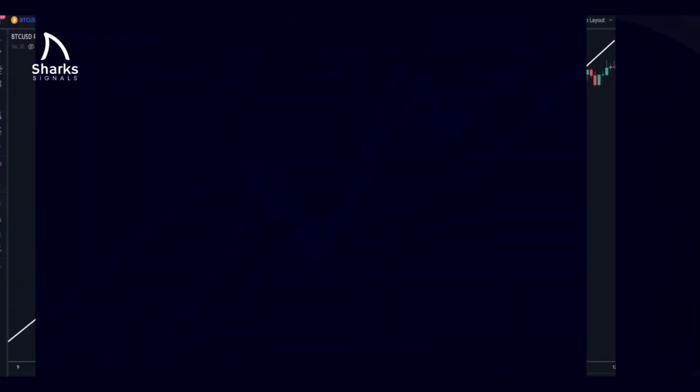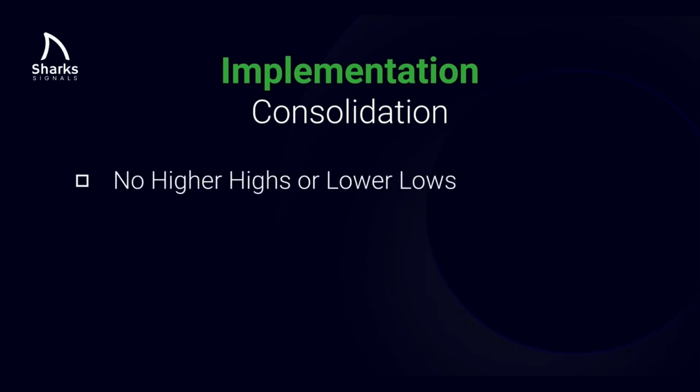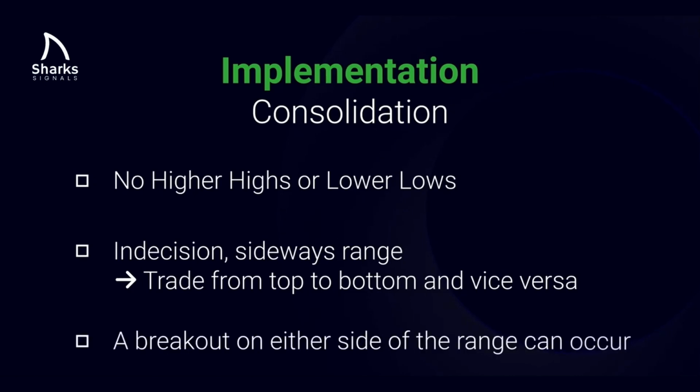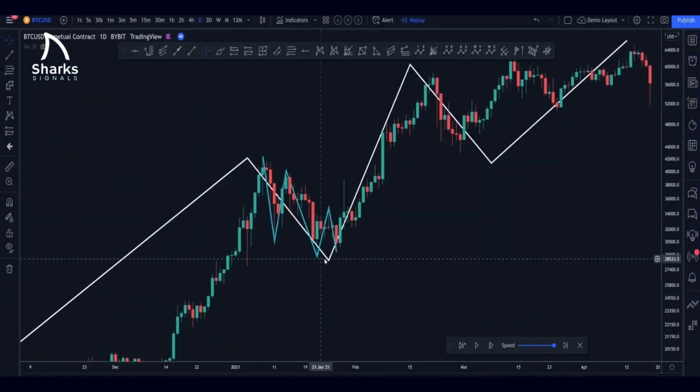When the price of an asset is moving sideways, it is said to be in a consolidation phase. This is characterized by the lack of higher highs or lower lows. It is an indecision phase, and a sideways range is formed, which can be traded from the top to the bottom and vice versa. A breakout on either side of the range can occur. Now let's zoom into the consolidation phase of the chart here.